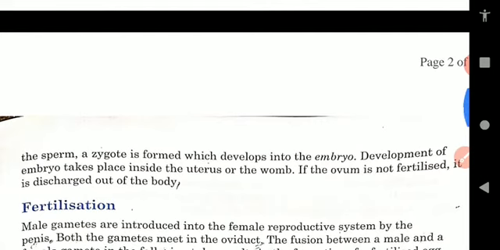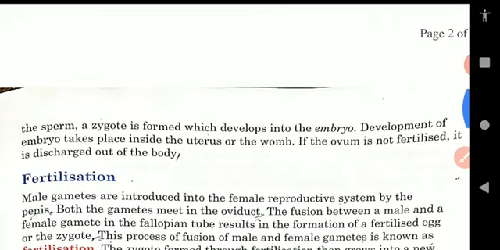What would happen if the ovum is not fertilized in the female reproductive system?